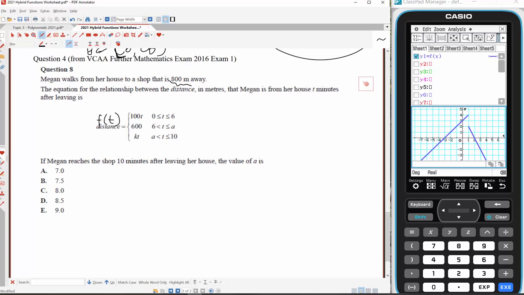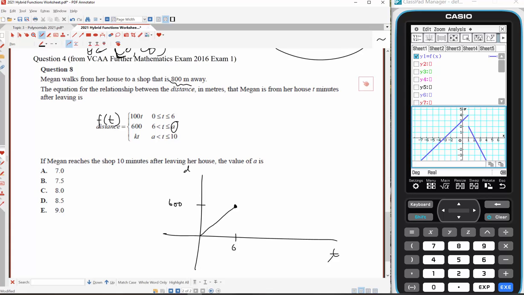If Megan reaches the shop 10 minutes after leaving her house, the value of a is... So we're looking for what that number is. Alright, so let's sketch this thing. Okay, so what happens is we've got 100t being the function from 0 to 6. So here's 6. 6 times 100 is 600. Okay, so that's what happens first. So this is the time and this is the distance. Alright, so then it stays at 600.